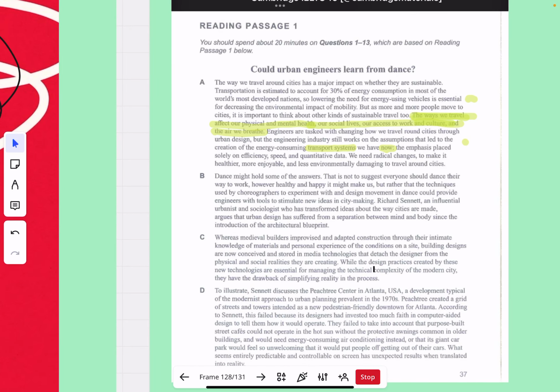Dance might hold some of the answers. This is not to suggest everyone should dance their way to work, however healthy and happy it might make us. Rather, the techniques used by choreographers to experiment with the design and the movement in dance could provide engineers with a tool to stimulate new ideas in city making.